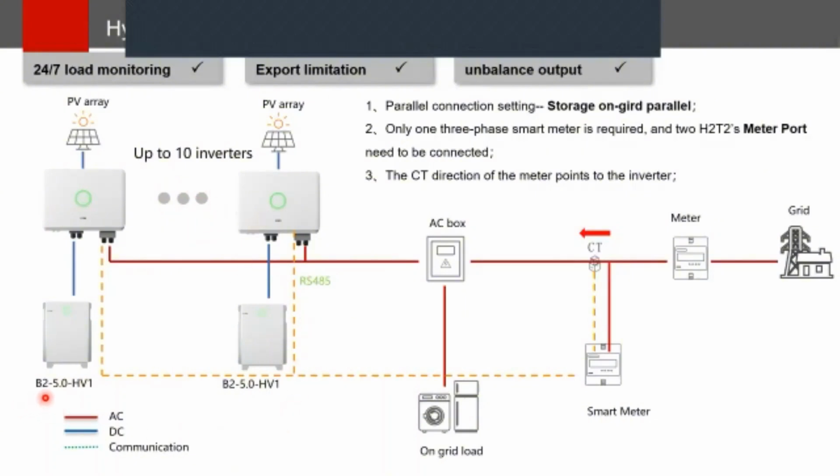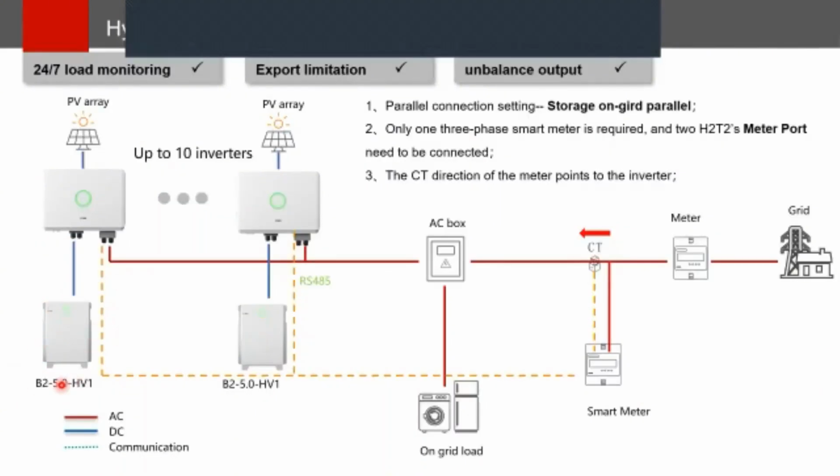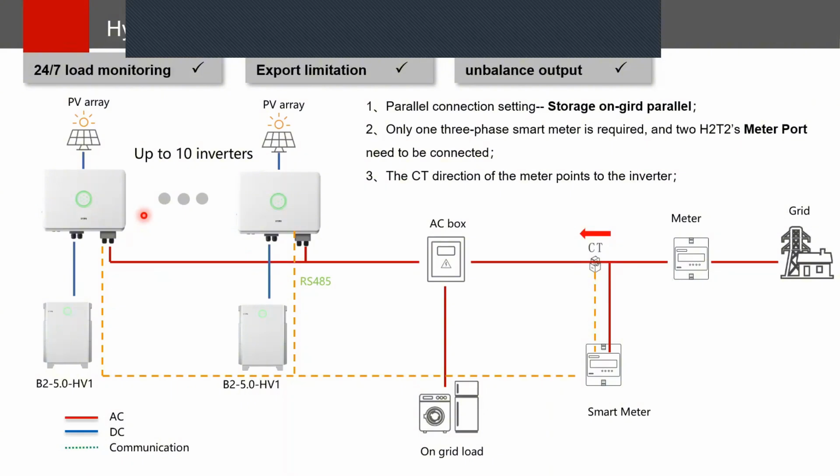Also, as we can see here, this is a B2, right? The B2 5 means 5 kilowatt hours. This is for one module. So this has two batteries, which is 10 kilowatt hours of capacity. And I believe this residential one has a rated power range from 5 kilowatt to 10 or 20 kilowatt.